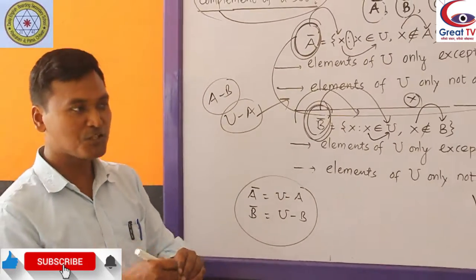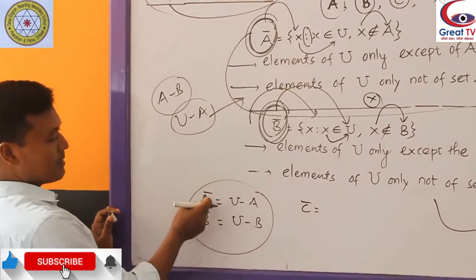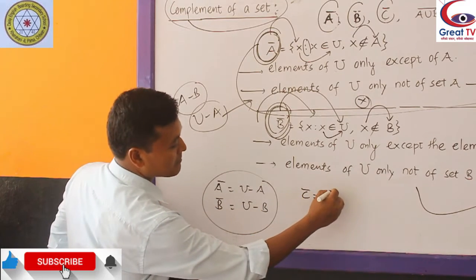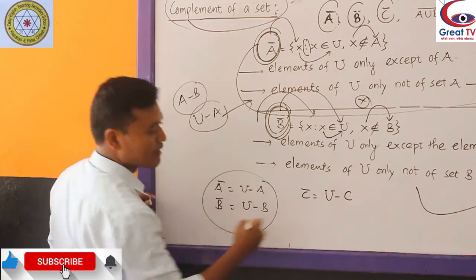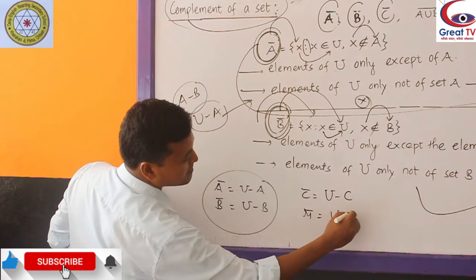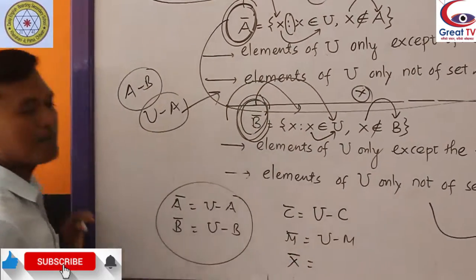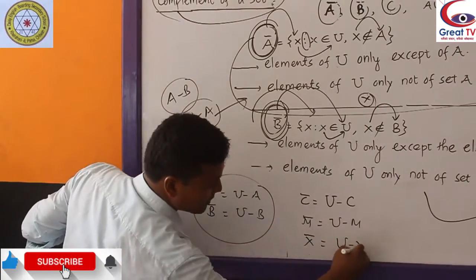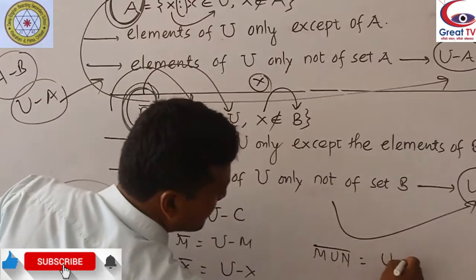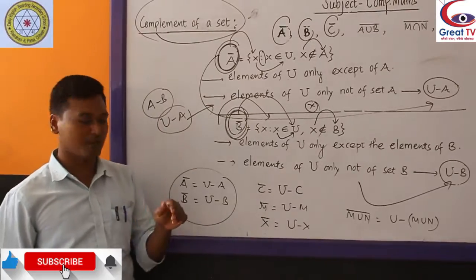And you can say easily, my dear students, as A complement means U difference A, B complement means U difference B, C complement means 100% U difference C, universal set minus C. Similarly, M complement means U difference M. Similarly, X complement means U minus X. Similarly, M union N whole complement is actually U difference M union N.